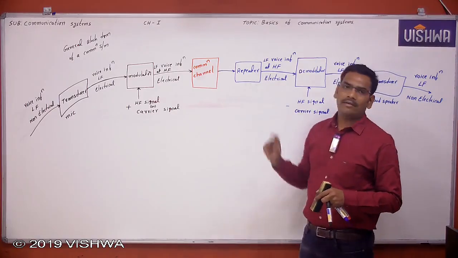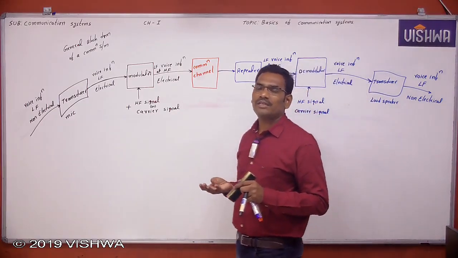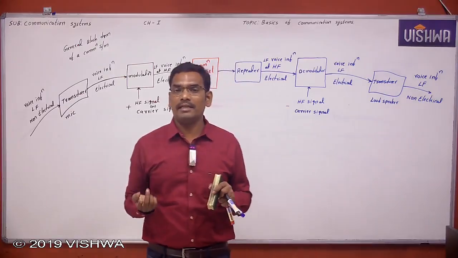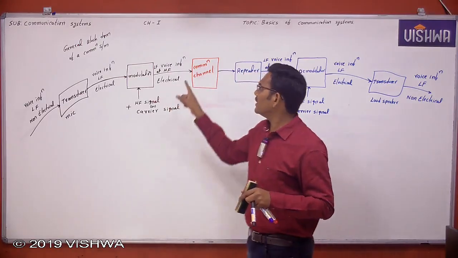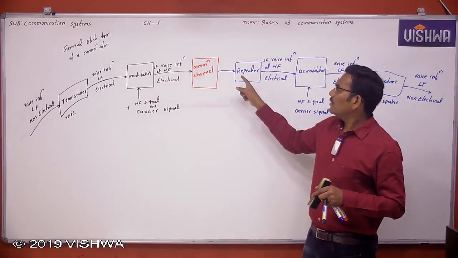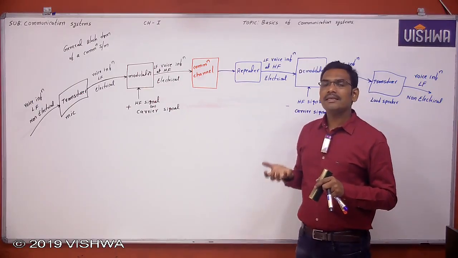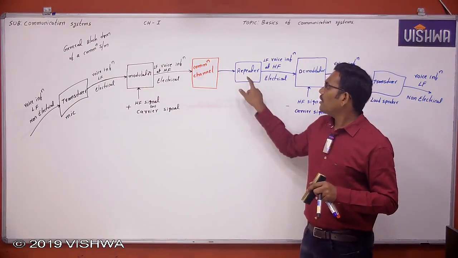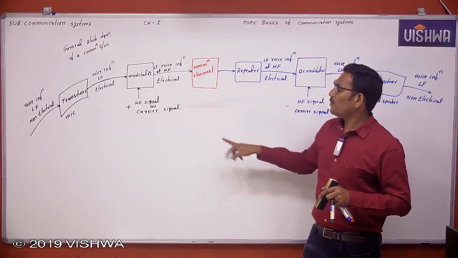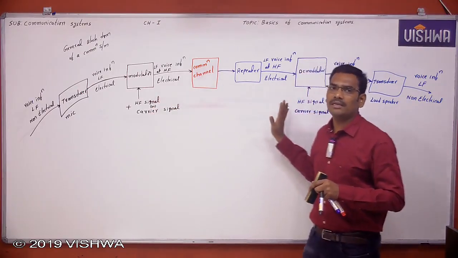And repeater, what is repeater? Due to dispersion, scattering, absorption, attenuation, losses, the signal strength is decreased. So that signal strength is increased by using this repeater. Now how many repeaters? That depends upon the distance between the transmitter portion and receiver portion.